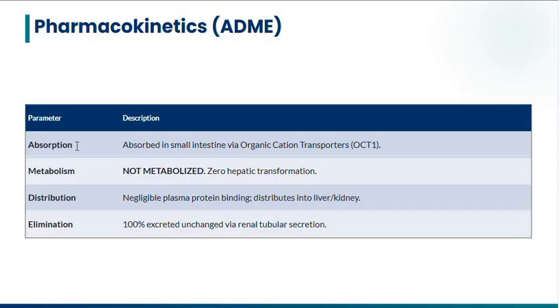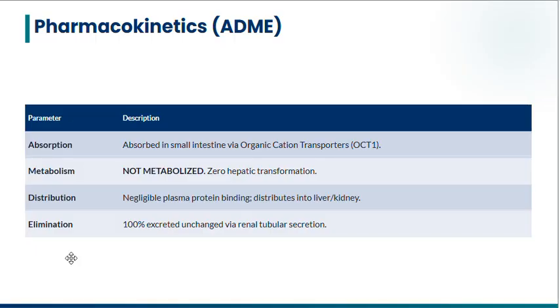Pharmacokinetics. Absorbed in the small intestine via the organic cation transporter OCT1. Metabolism: not metabolized, zero hepatic transformation. Distribution: negligible plasma protein binding, distributes to the liver and kidney. Elimination: 100% excreted unchanged via renal tubular secretion.